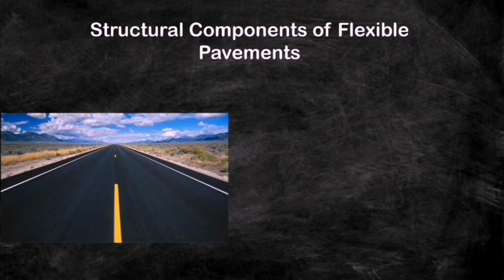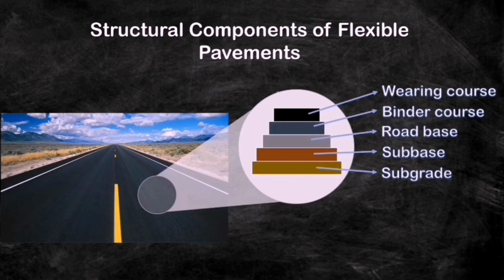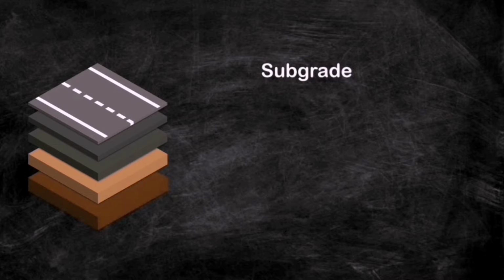There are 5 structural components of flexible pavements, which are subgrade, subbase, road base, binder course, and wearing course. The bottom layer is subgrade.